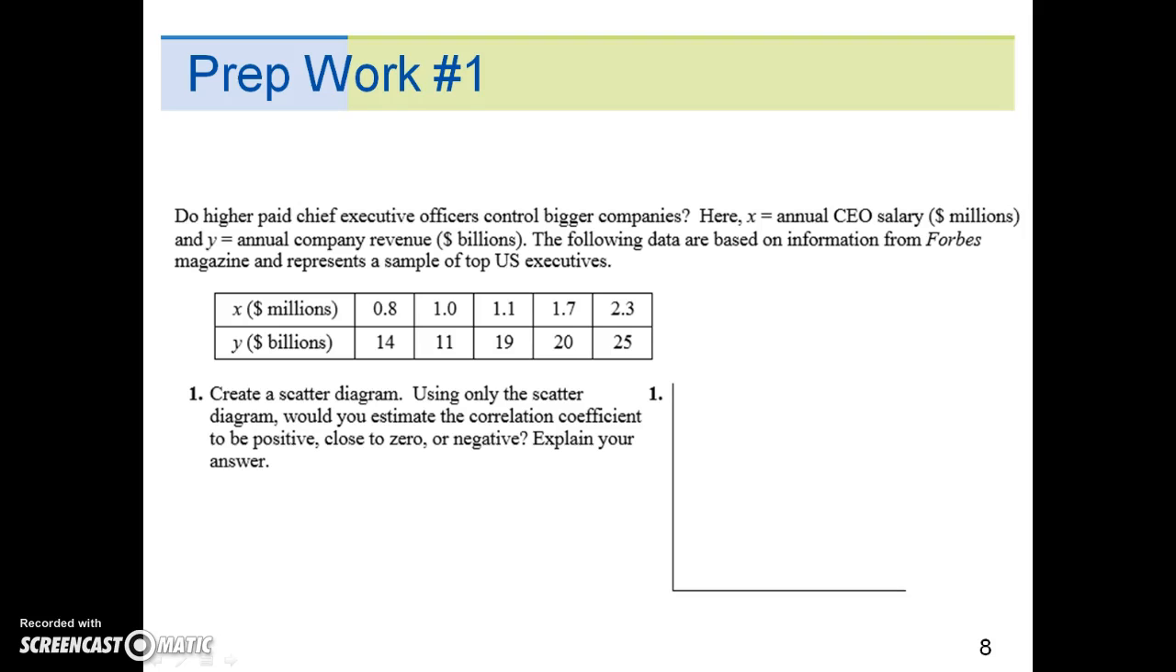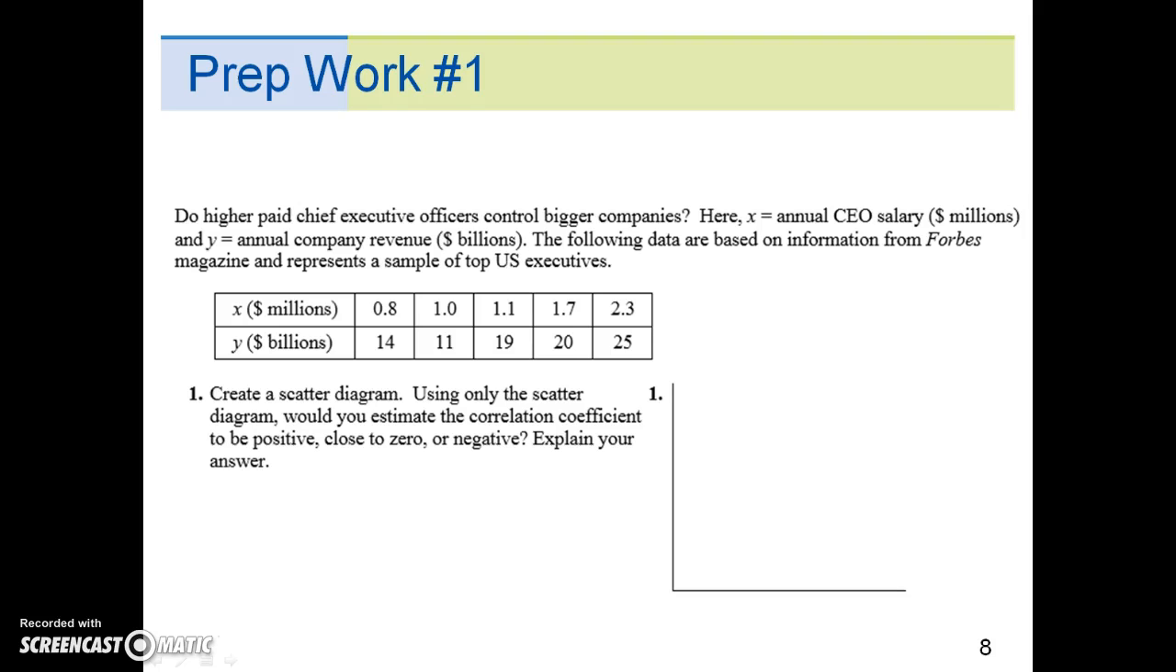Prep work number 1. Do higher paid chief executive officers control bigger companies? Here, X equals the annual CEO salary in millions, and Y equals the annual company revenue in billions. The following data are based on information from Forbes magazine and represents a sample of top U.S. executives. Number 1, create a scatter diagram.